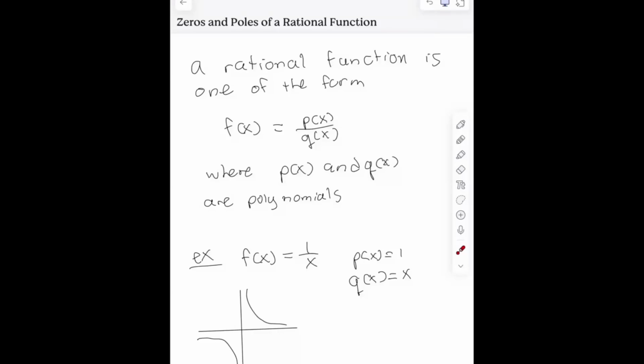Right. Today, we're going to be talking about zeros and poles of rational functions. Let's just review what a rational function is. A rational function is one of the form f of x equals p of x over q of x, where p of x and q of x are polynomials.